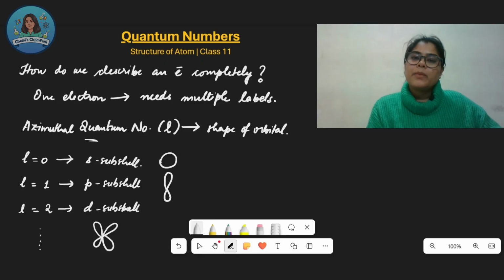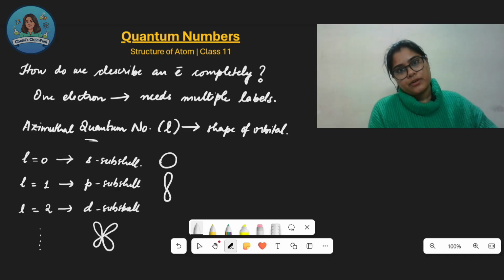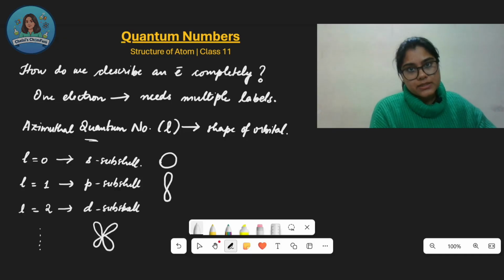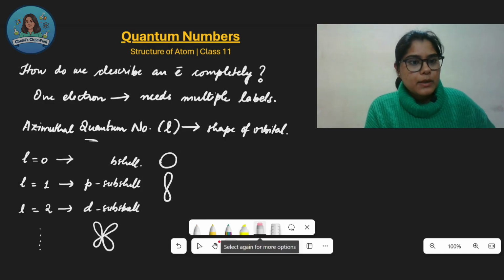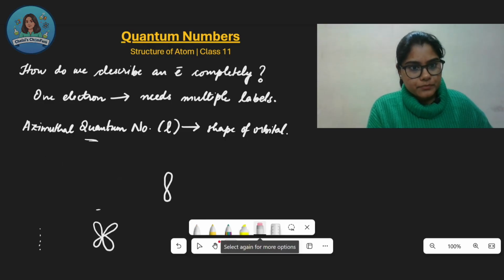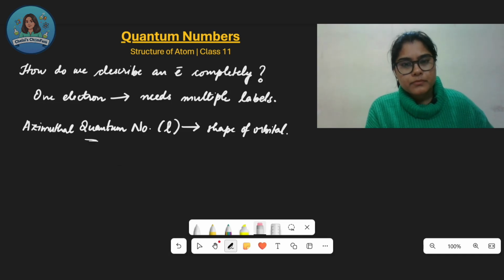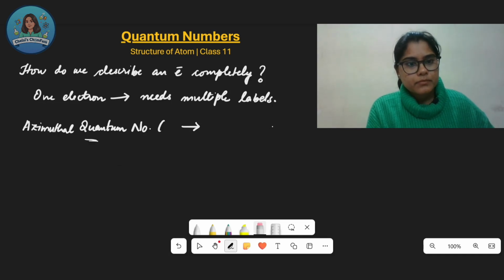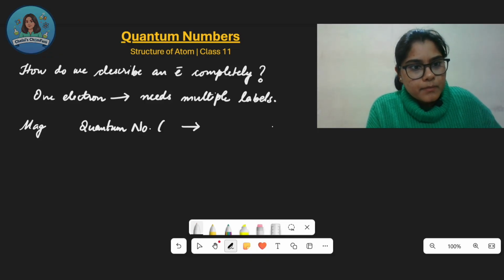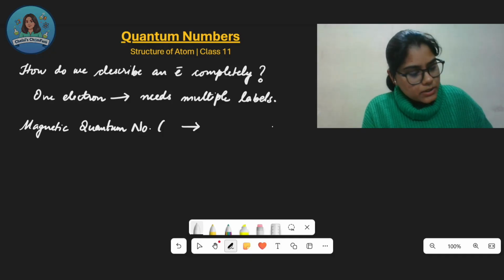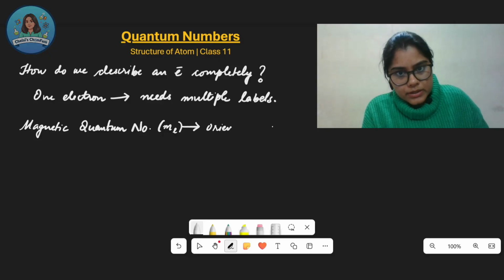Now, there's a question. If two orbitals have the same shape, can they still be different? The answer is yes, in their orientation in space. So the orientation of an orbital is described by a new quantum number known as the magnetic quantum number. Now we are going to discuss the magnetic quantum number. This is our third quantum number, right? This magnetic quantum number, which is represented by ml, describes the orientation of the orbital.